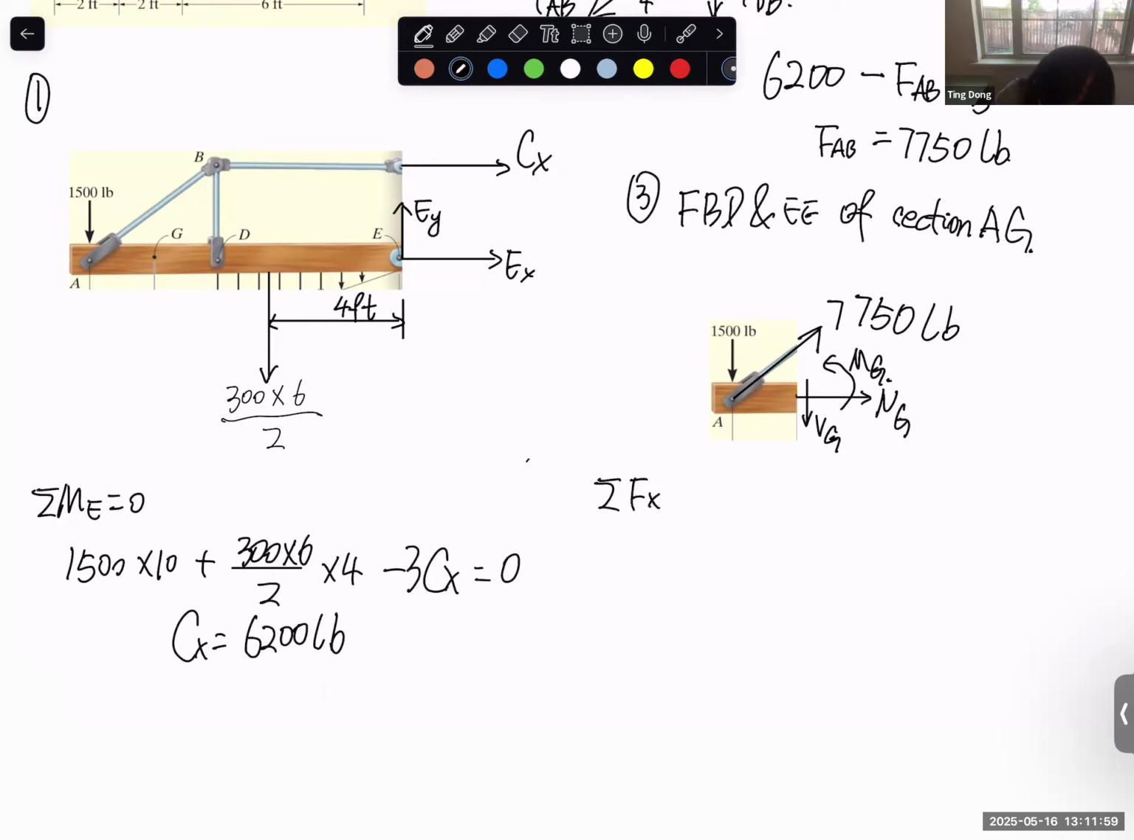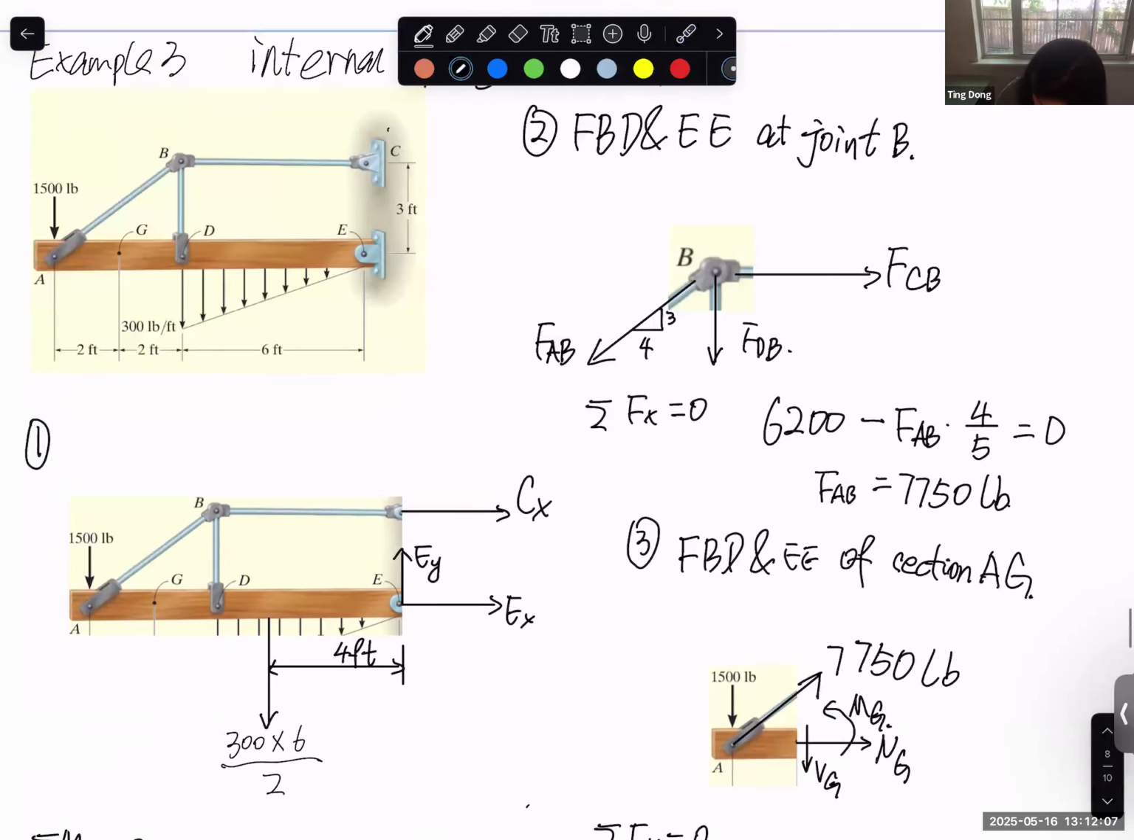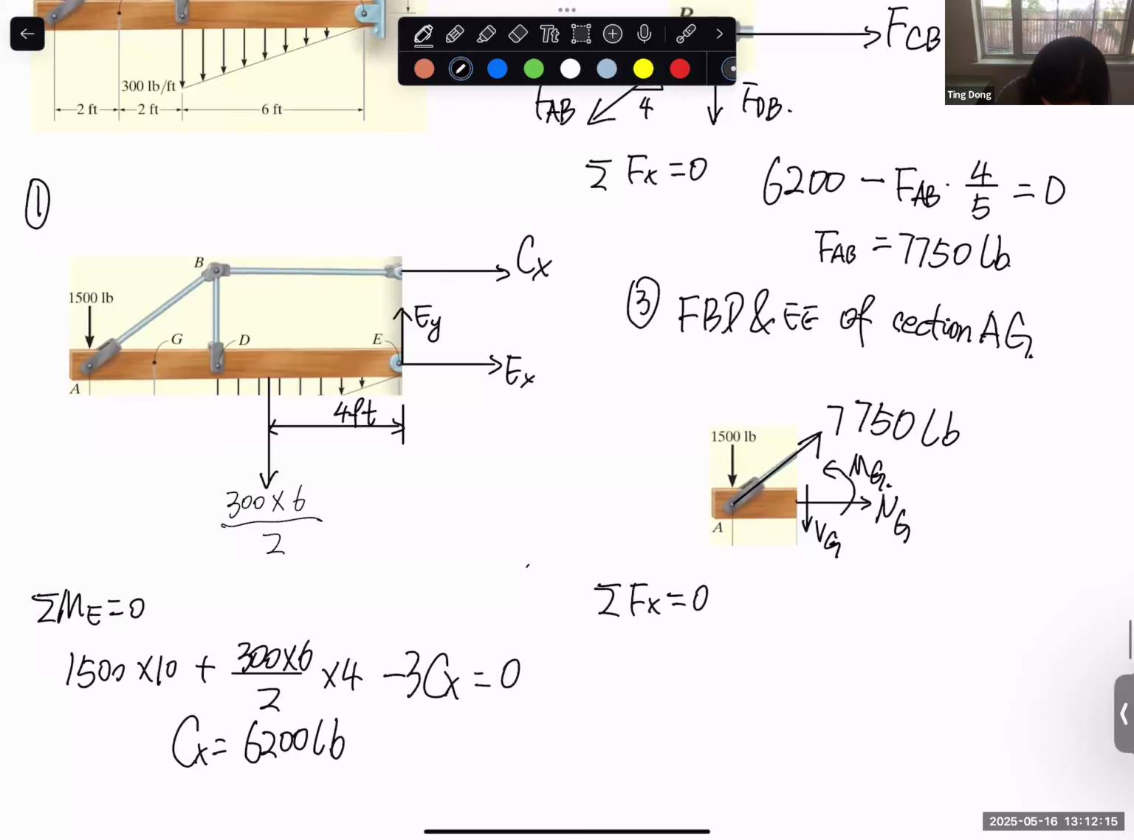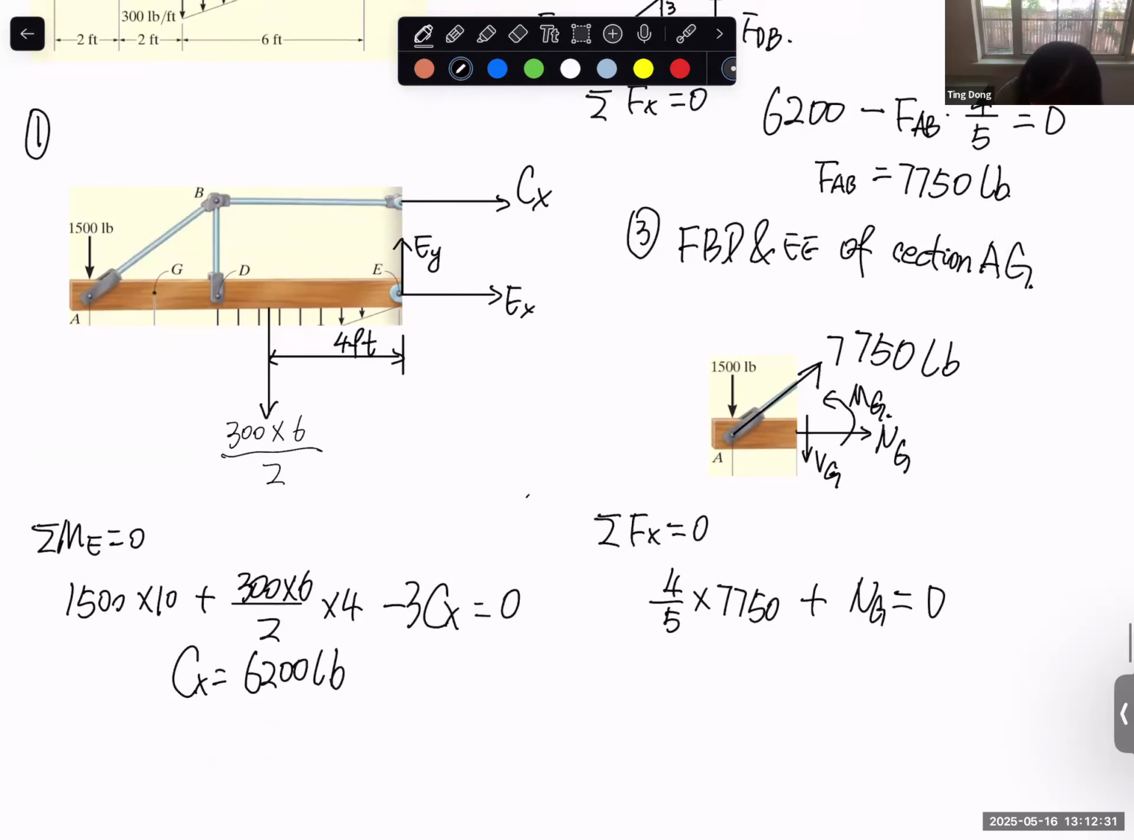Sum of forces in the x direction equals 0. So of course we have the x component of this one. The ratio is given here. This x component is in the positive x direction, so it's positive. And we have, of course, NG, the internal force on the positive surface. So now we calculate NG equal to a negative value, which means that it's in compression.